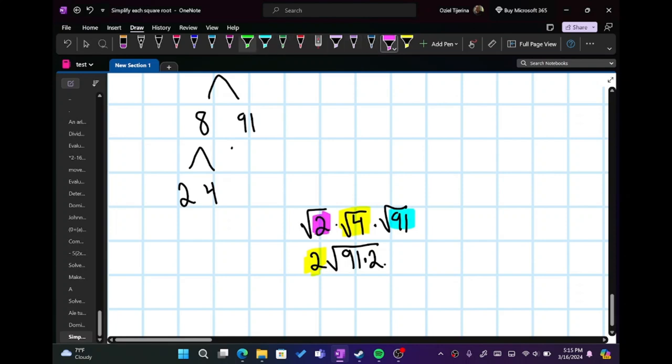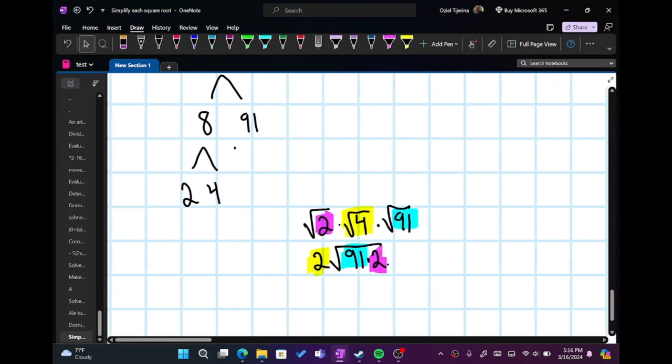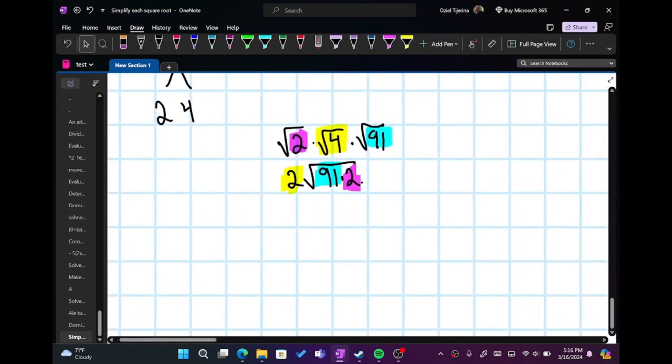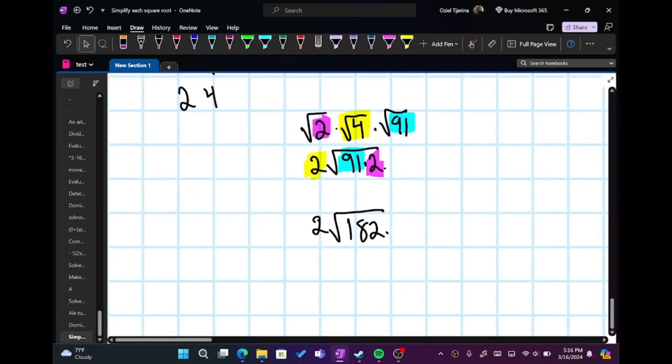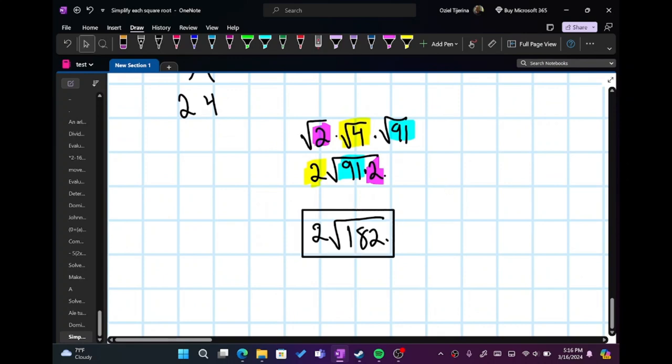So we can do it this way. And then from here, we're just going to go ahead and put this in here. So in reality, this is going to give us 2 times the square root of 182, I think. If I am wrong with this, guys, let me know. I'm pretty sure I'm correct. But yeah, I do think that's the answer there. So this would be the answer for this one.